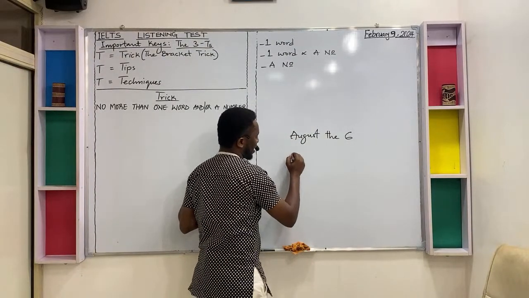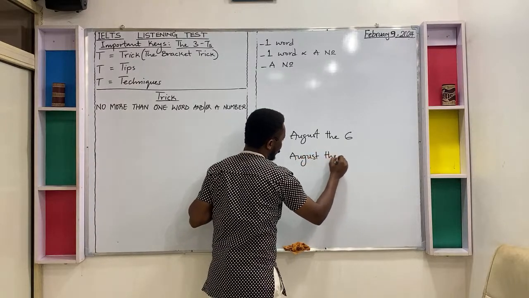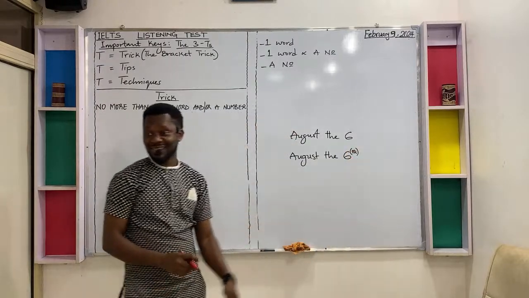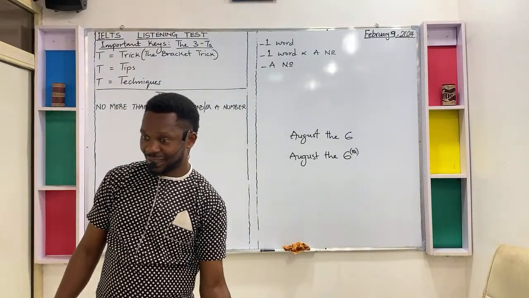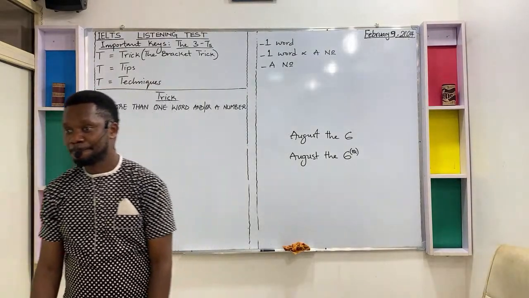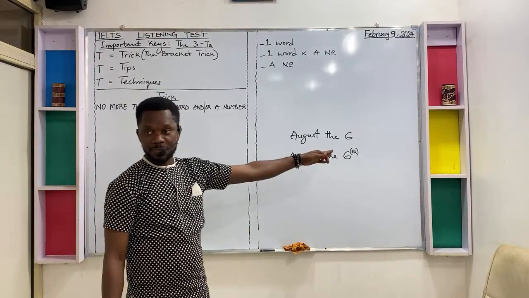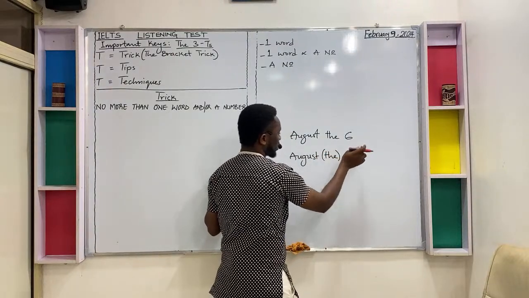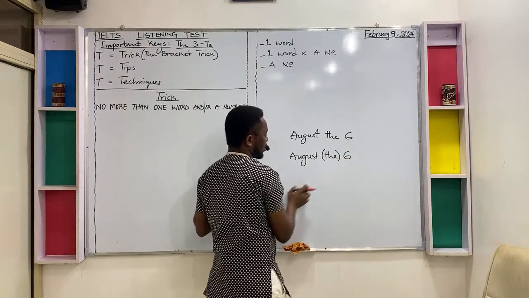So, if you would write August the 6th, definitely I'll add the TH there. The TH should be in brackets. You still leave this here for the day. The day is here, so there's no need to.